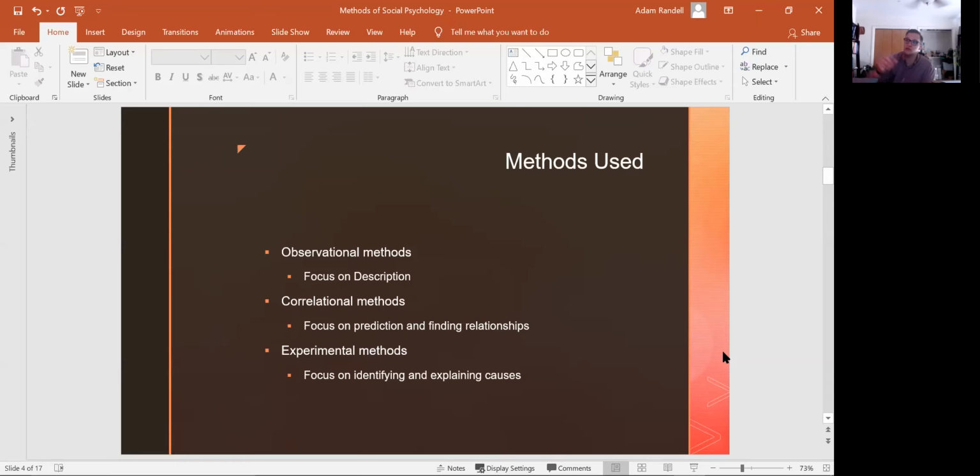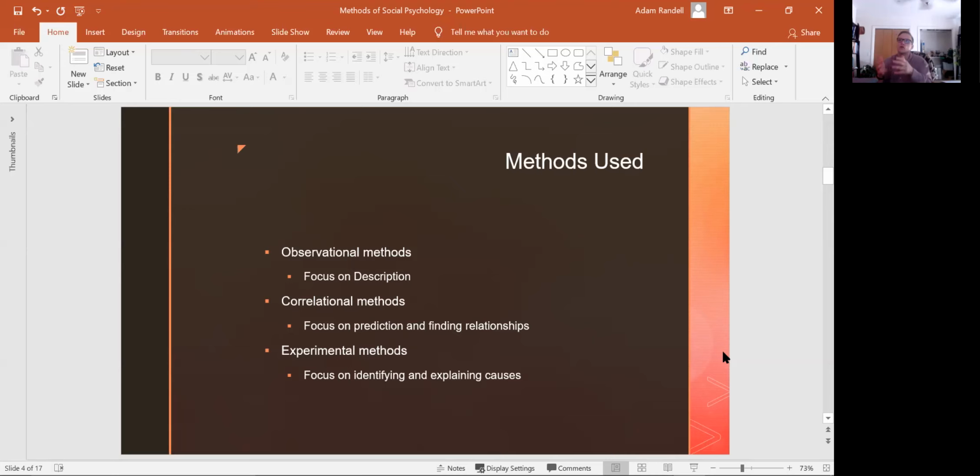We also have correlational methods. Now, correlational methods go beyond observational methods in that they start tapping how variables are related to one another. And that's the primary focus of correlational methods, identifying relationships. But with correlational methods, we can't identify exactly how they're related. We can establish that they're related, as one goes up, the other does, or as one goes up, the other goes down. We can establish relationships with correlational methods, but we can't establish, at least very easily, and certainly not definitively, causality. We can't establish that one variable causes another.